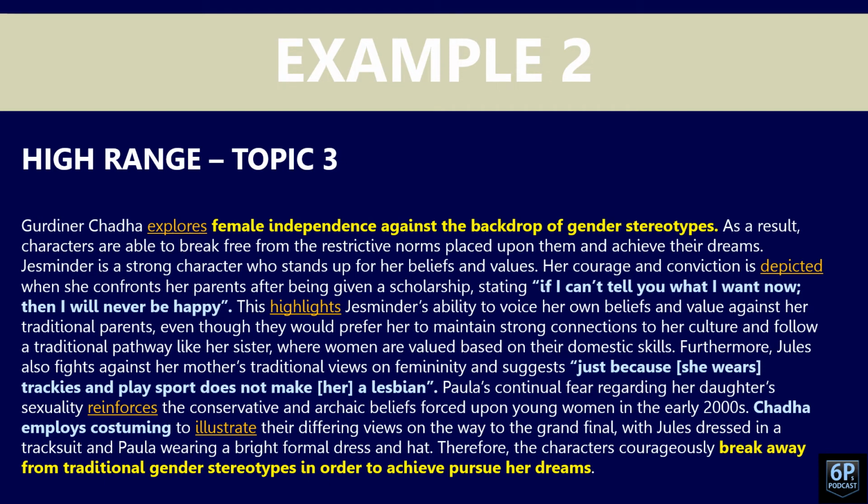Furthermore, Jules also fights against her mother's traditional views on femininity and suggests just because she wears trackies and plays sport does not make her a lesbian. Paula's continual fear regarding her daughter's sexuality reinforces the conservative and archaic beliefs forced upon young women in the early 2000s. Chadha employs costuming to illustrate the differing views on the way to the grand final, with Jules dressed in a tracksuit and Paula wearing a bright formal dress and hat. Therefore, the characters courageously break away from traditional gender stereotypes in order to achieve or pursue her dreams, or their dreams.